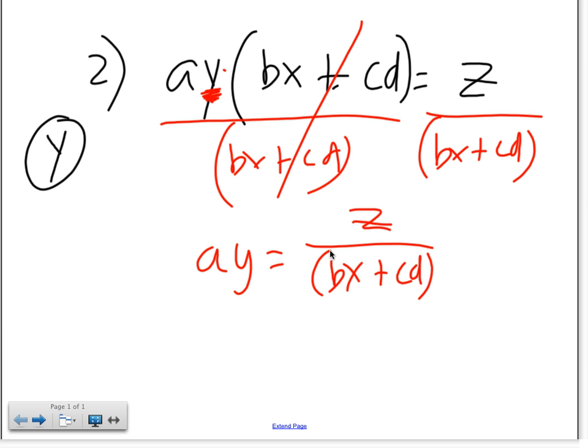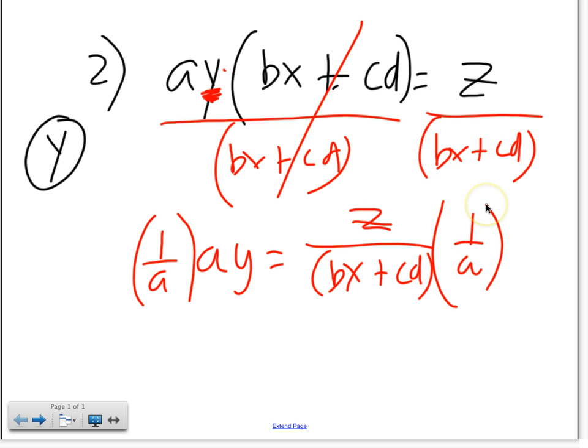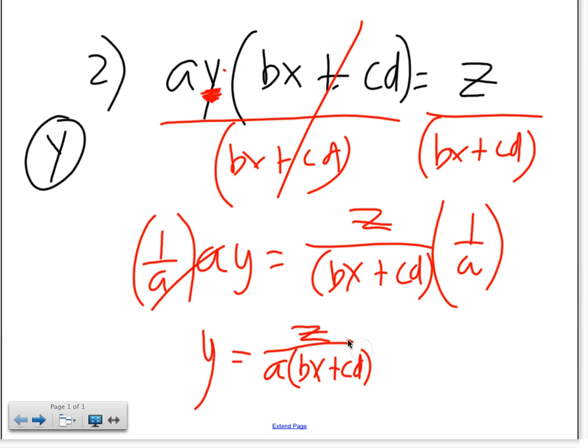How do I solve for Y now? Divide by A. But you know that when you divide by A here, you're going to have to find the reciprocal. So can we just start with the reciprocal already? What is the reciprocal of A? 1 over A. See that? 1 over A. So this is gone. Y now equals, if you multiply across, Z on top, and A times (BX plus CD) in the bottom. And there you have it. That's how you solve for a variable involving parentheses.